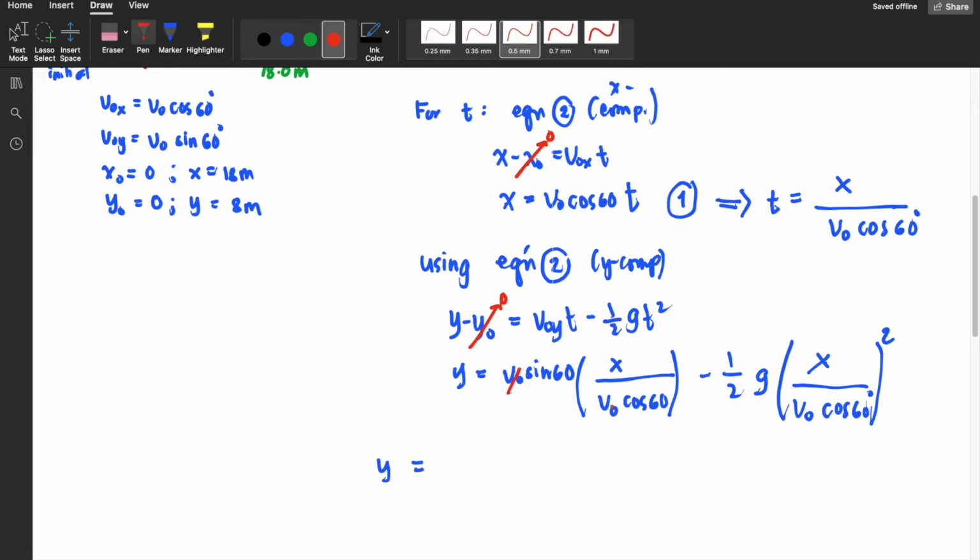Cancel out V0, and using the identity sine 60 over cos 60, making it tangent, you'll have x tangent 60 degrees minus 1 half g, and then you'll have to distribute x squared to the whole parenthesis, so you'll have g x squared, and then V0 squared cos squared 60. So here, we're going to manipulate this entire equation in such a way that this comes out.